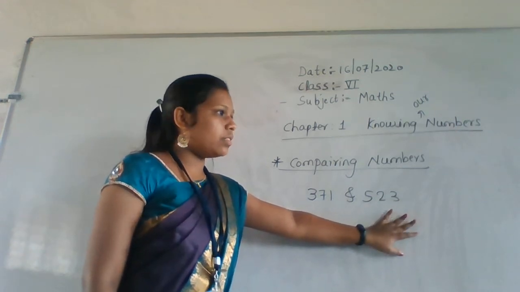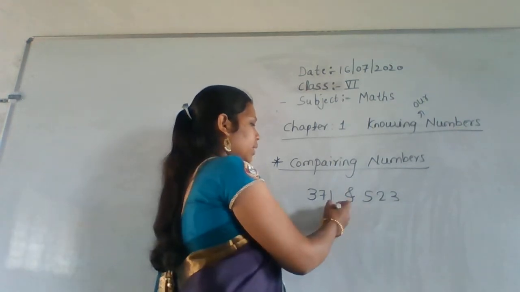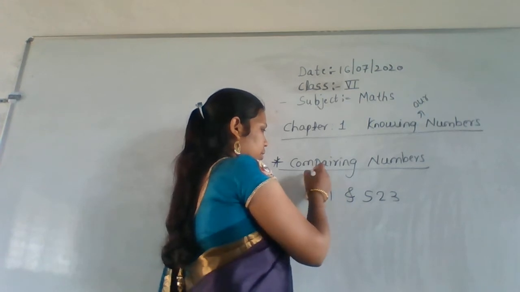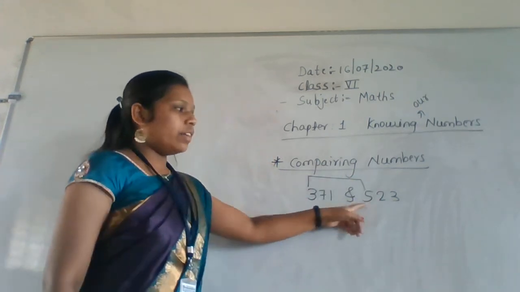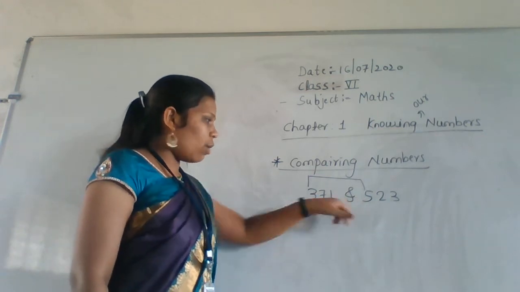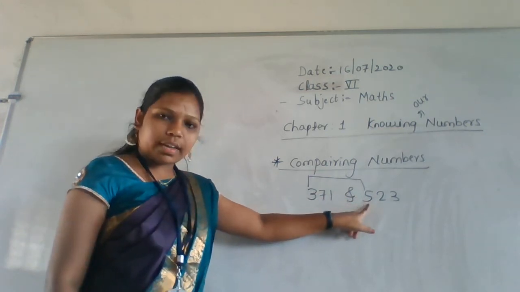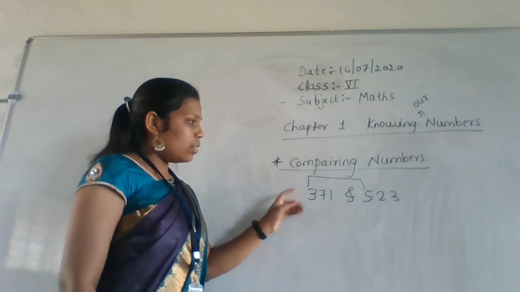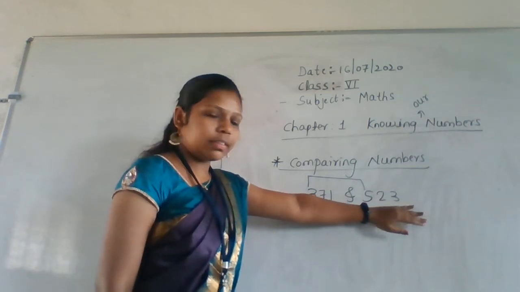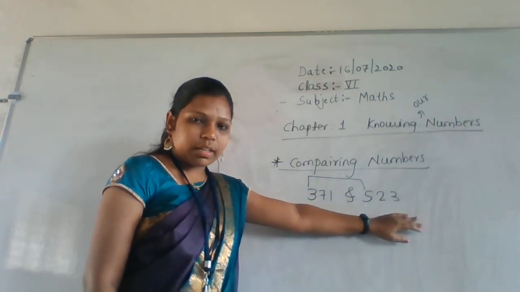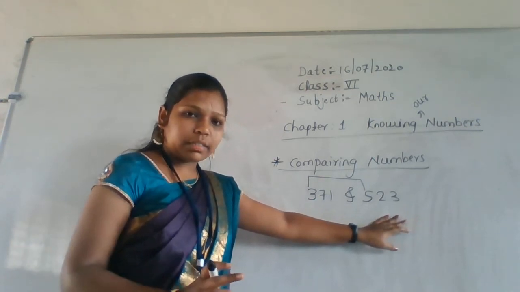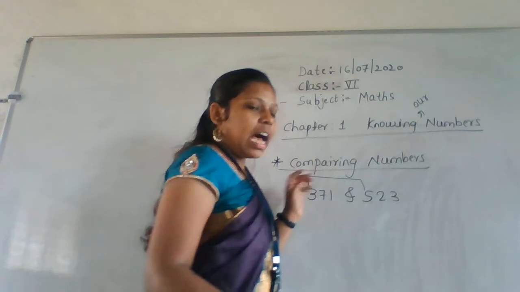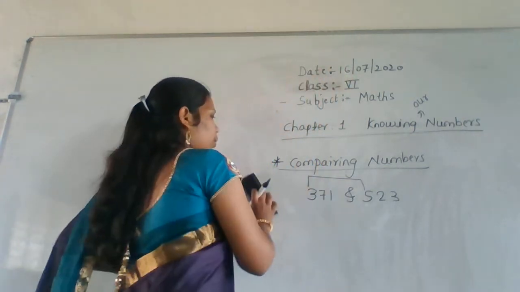How will we compare these numbers? First we have to compare the hundreds place value. In the hundreds place value, which number is bigger here, 3 or 5? Of course, 5 is bigger than 3. So that's why this number has the bigger value. Getting the point? How to compare the numbers? You already know these things. I am just recalling all those things.